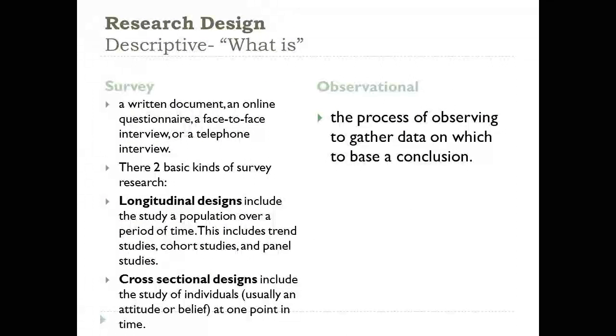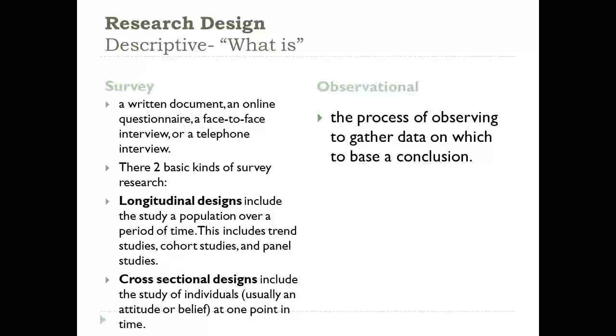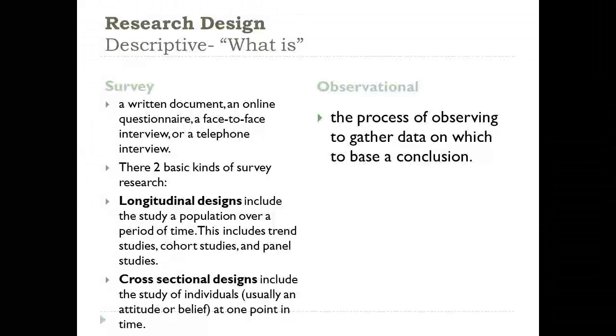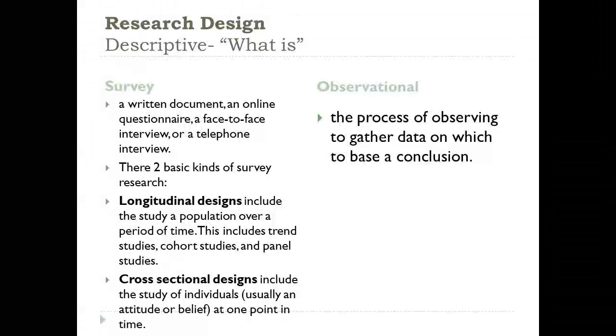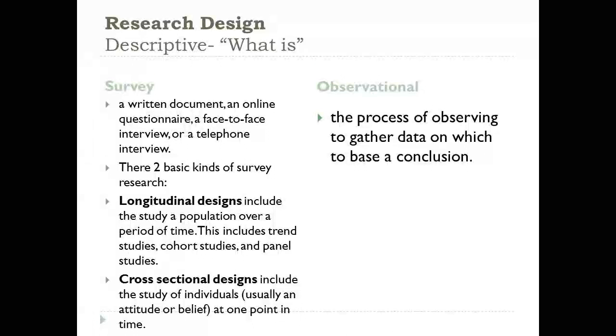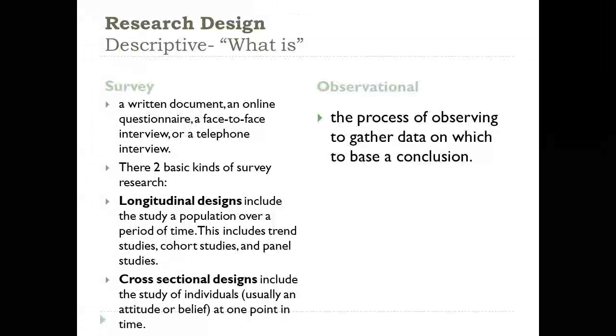Now, most research texts identify two different types of descriptive studies, a survey study and an observational study. A survey study uses some type of written document or online questionnaire or interview to gather information about what is. And there's usually two basic types of survey studies, and that's longitudinal designs and cross-sectional designs. Longitudinal designs study a population over a period of time. They oftentimes are referred to as trend studies or cohort studies or panel studies.